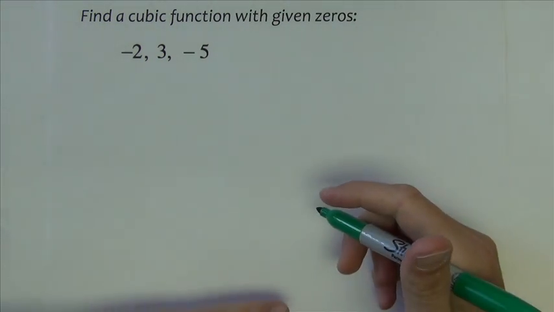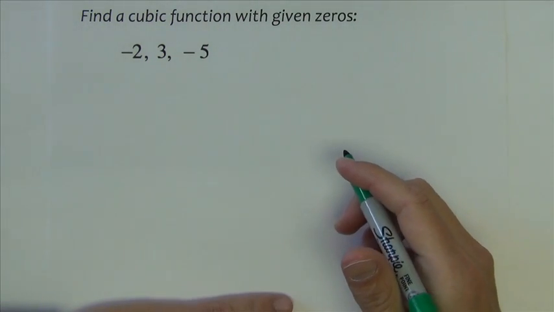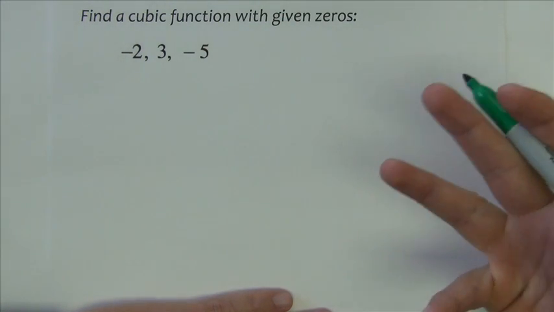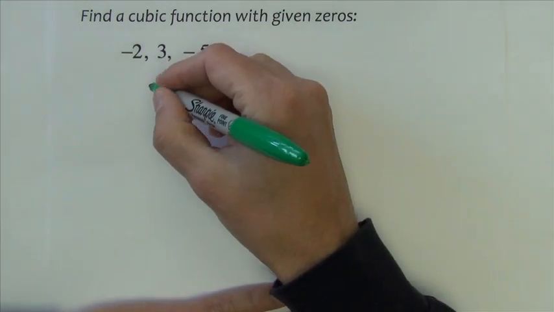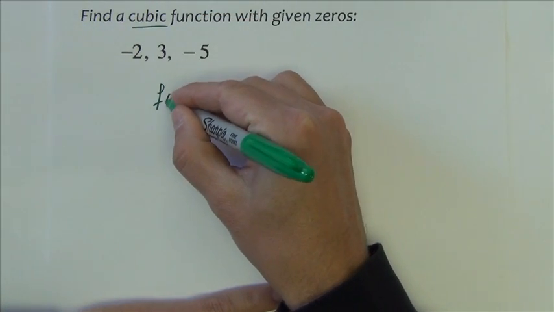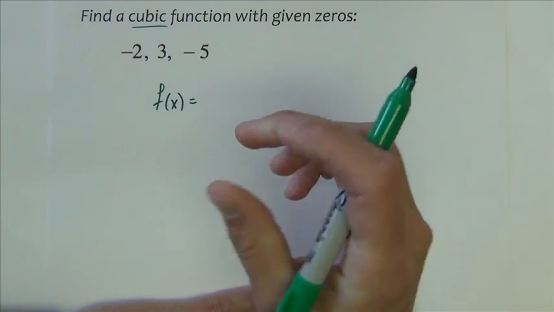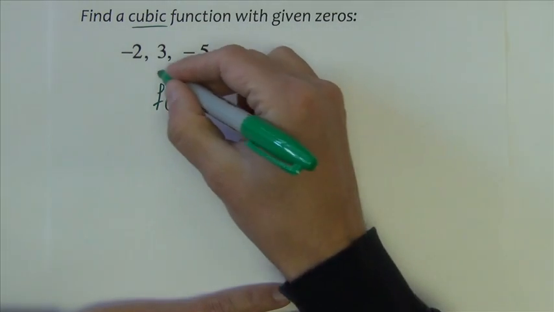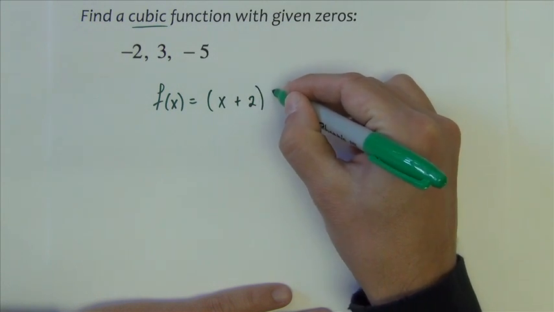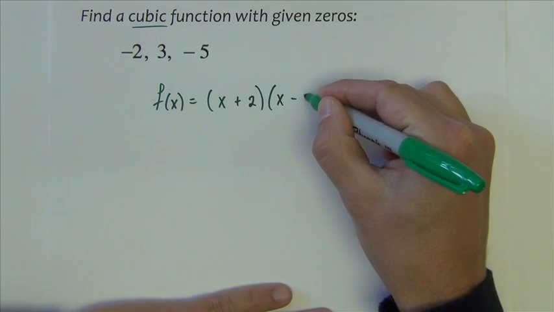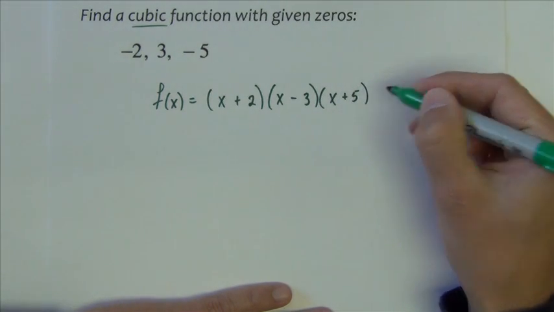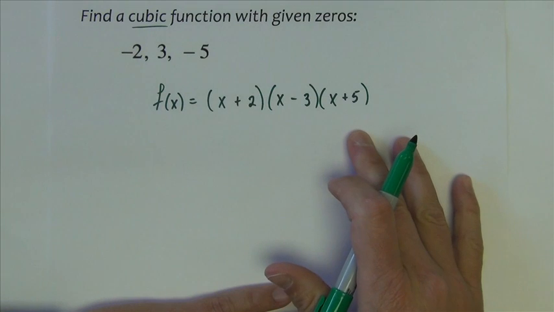Okay, last but not least, I want to look at a problem. It's a type of problem we've seen before. Can we write a function from its zeros? Well, we know that any polynomial function, in this case a cubic function, if we know the zeros, we can write the function in factored form. A zero of negative 2 is represented by the factor x plus 2, the positive 3 by x minus 3, and the negative 5 by x plus 5. That technically is a cubic function.